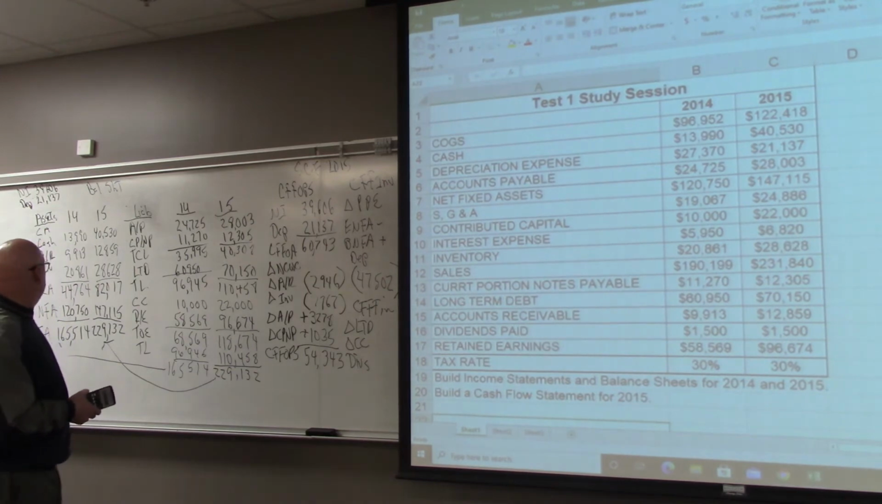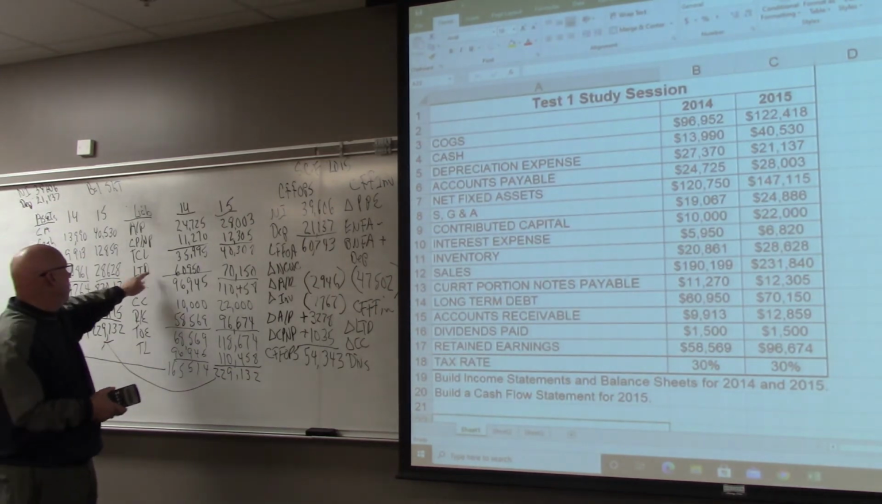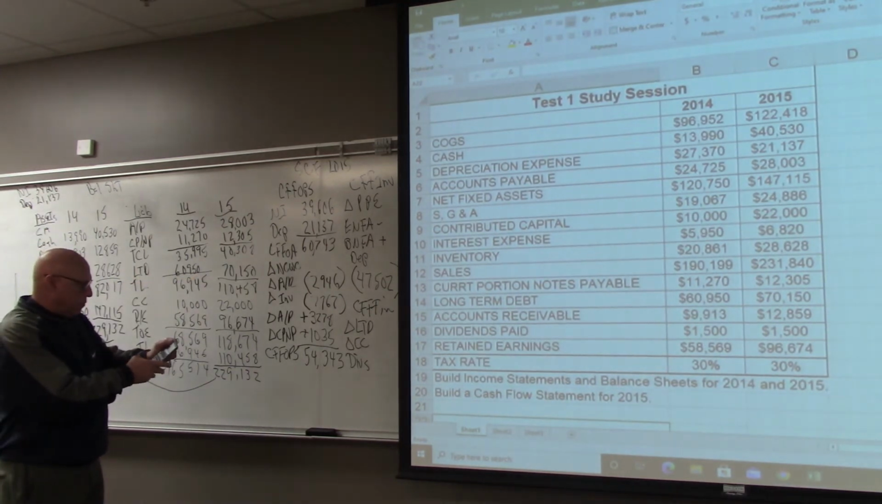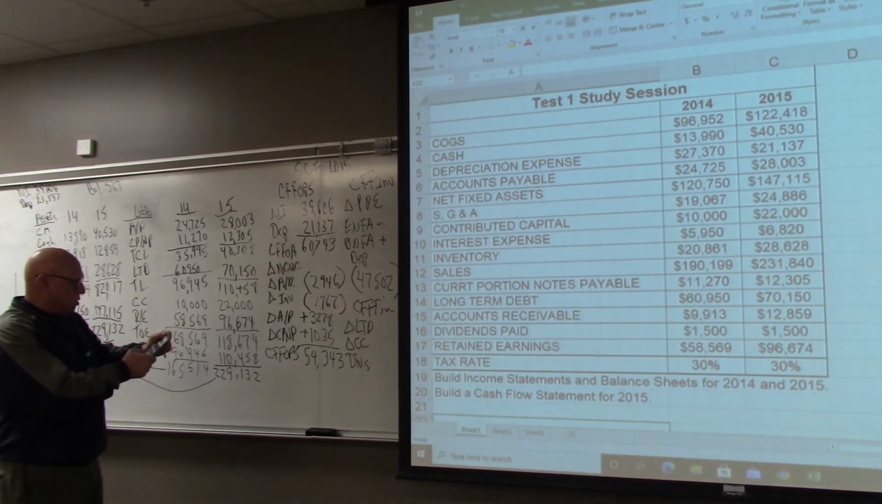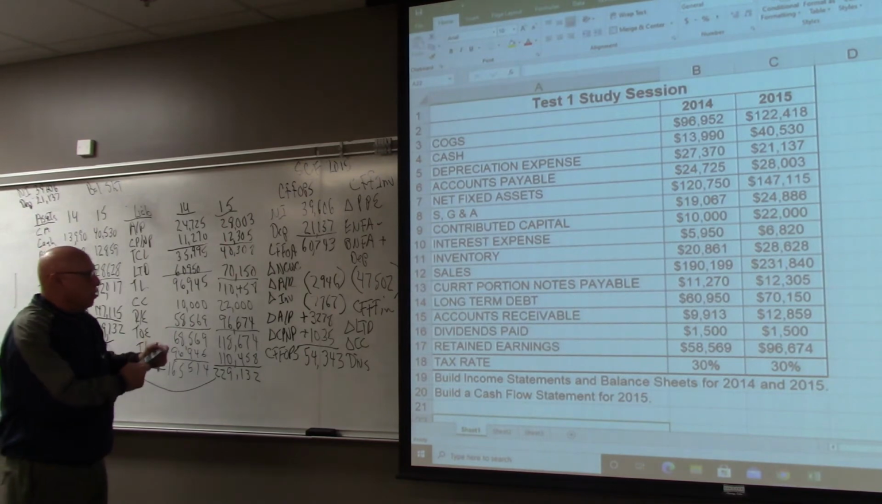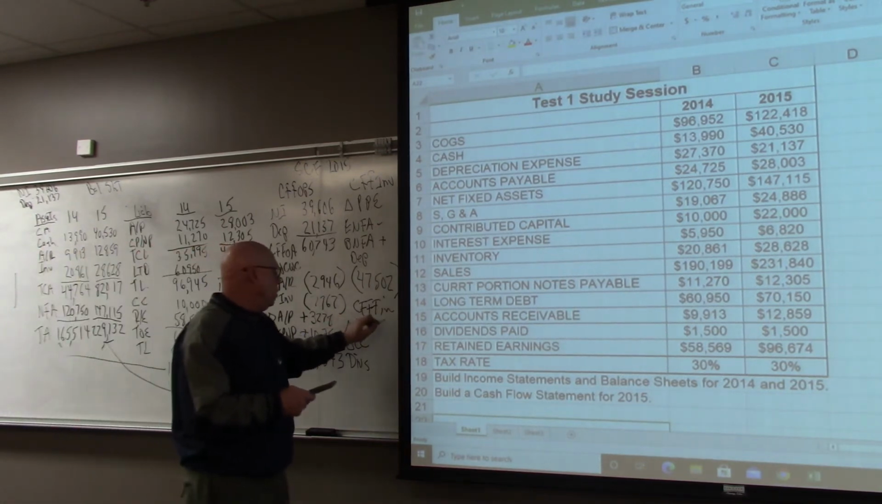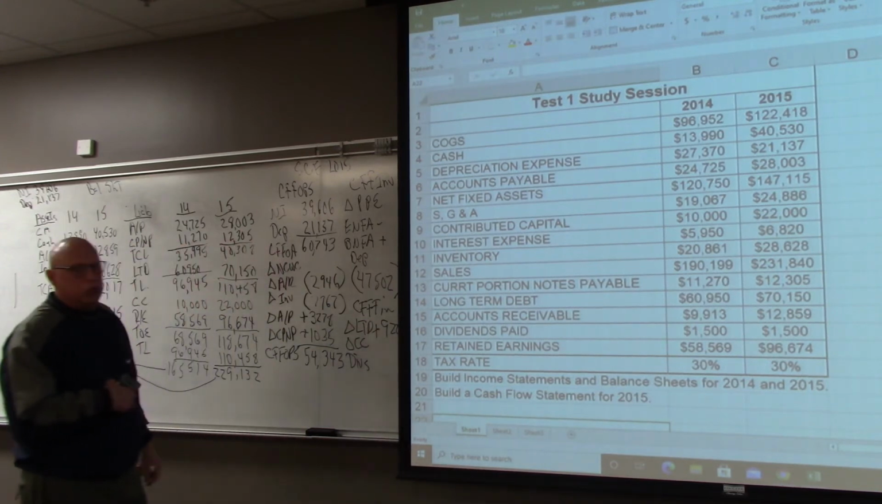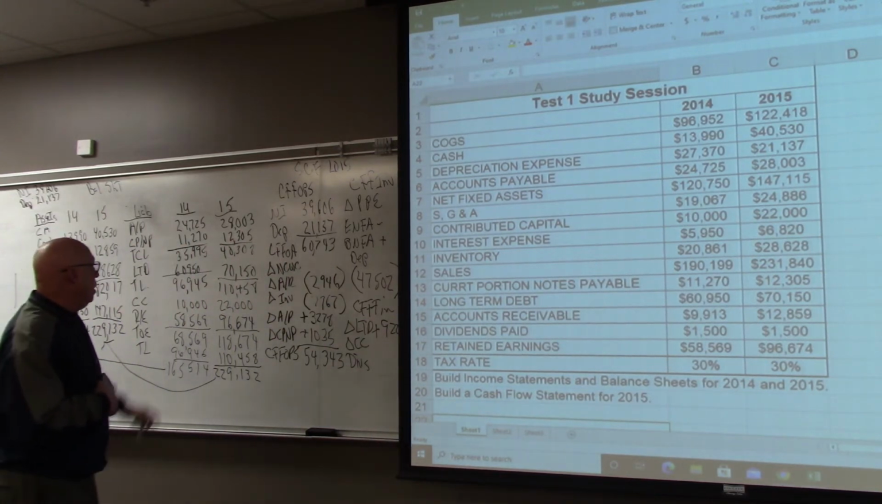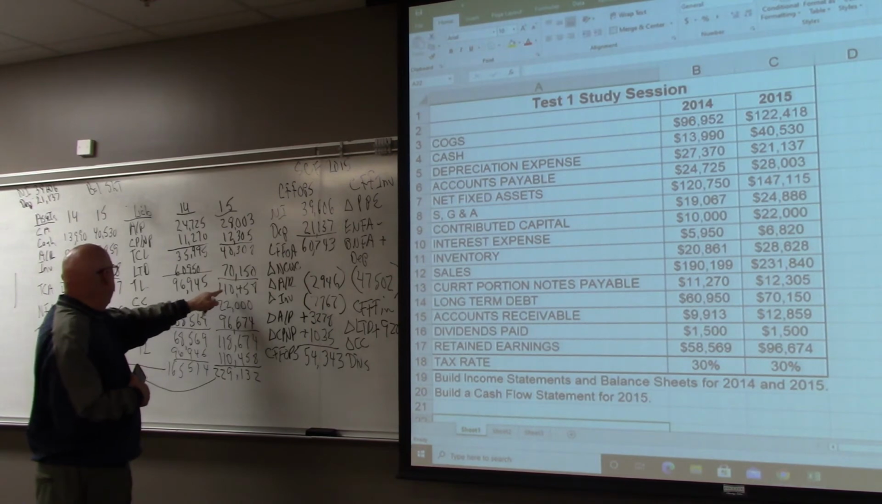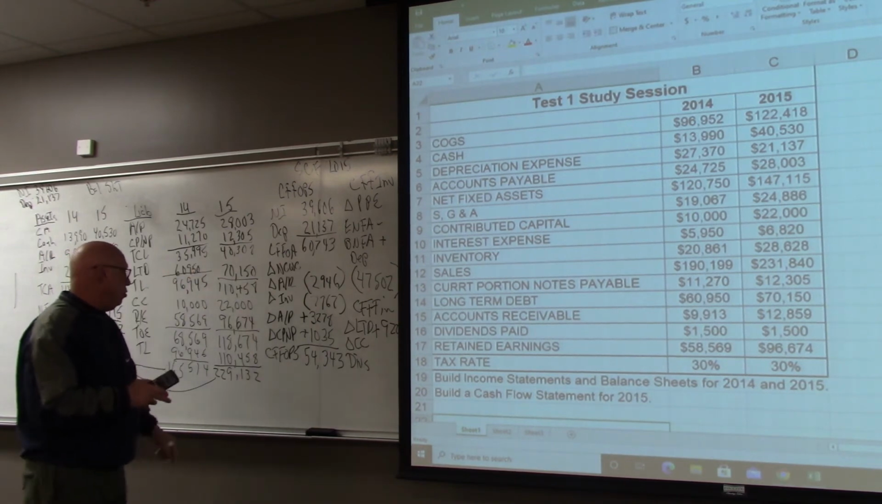So, long-term debt, the change in long-term debt, right here, 70,150 is ending, minus 60,950 is the beginning. The company borrowed $9,200, and that is a source of cash. They borrowed $9,200. Ending was $9,200 higher than beginning. They borrowed an extra $9,200.